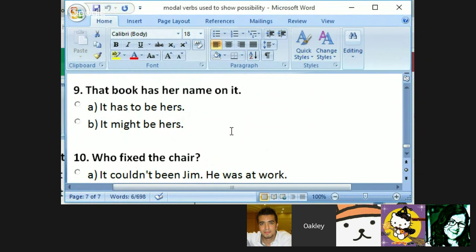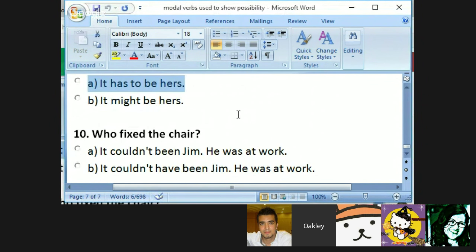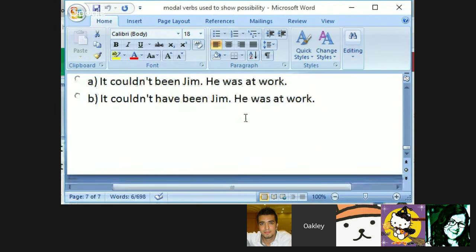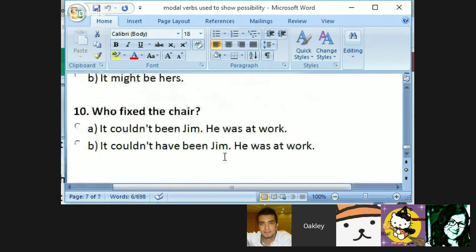Okay, another past tense. Again, we're getting ahead of ourselves. But Heidi, number 9. That book had her name on it. It had to be hard. It might be hard. Oh, wait. Yeah, I like A a lot better. Yeah, makes more sense to me. Maybe somebody's running around writing other people's names in a book, but it seems highly unlikely. Masa?